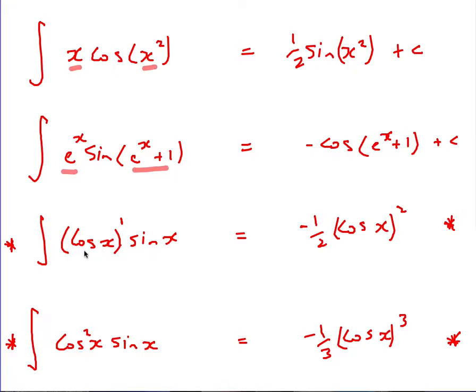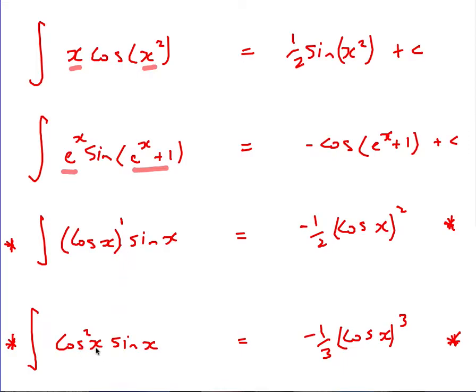cos x sin x: think of it like cos x to the power 1 times sin x. So if I'm using my rule, I increase the power by 1 and divide by the new power. When I differentiate this, I bring the power down and reduce the power by 1. And I need to stick a negative on there, because when cos x differentiates, you get negative sin x. So if I stick this on, then when I differentiate that, I get back to cos x sin x.